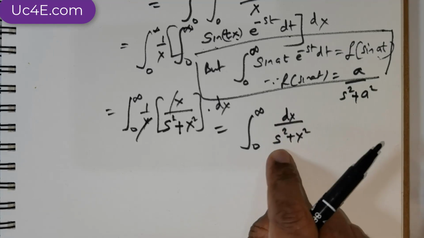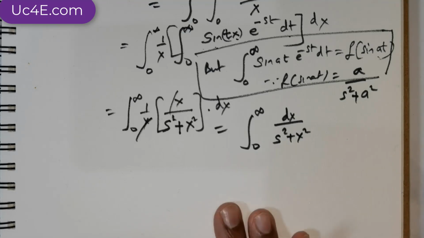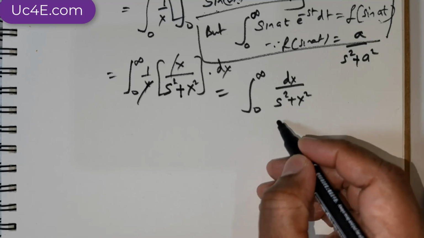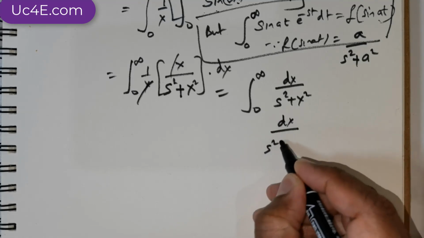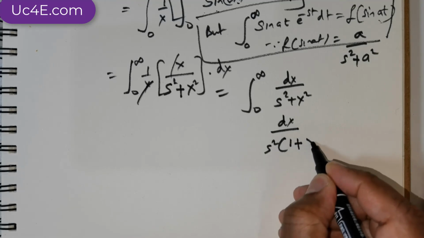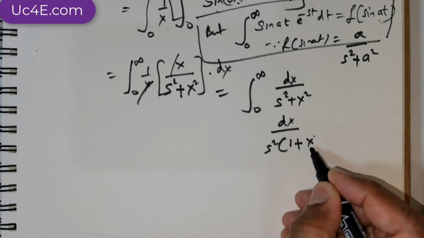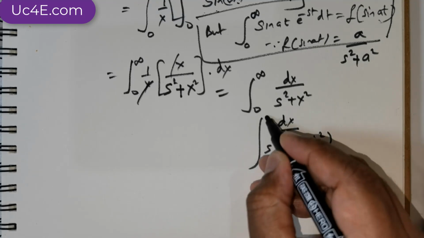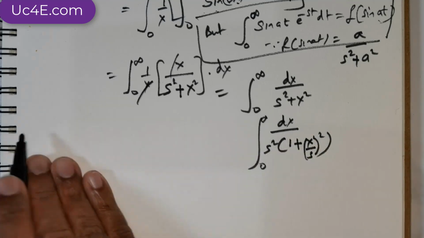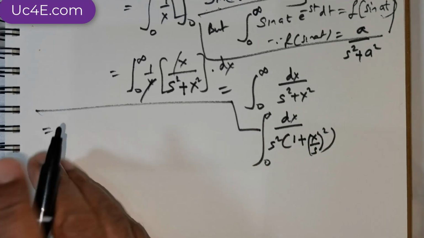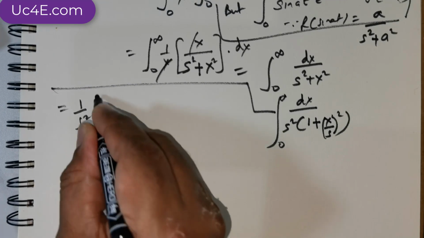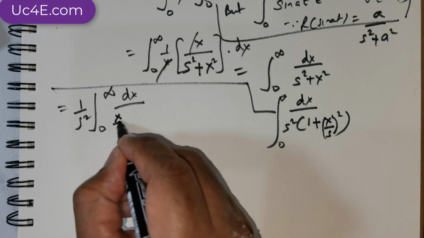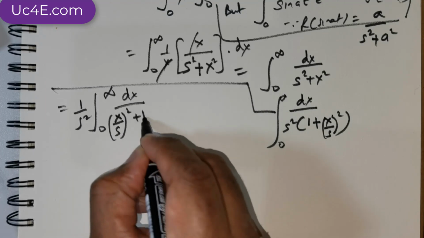Now x is the variable and s is actually a constant. So what I'm going to do is take s squared out. Let me write this as s squared times 1 plus (x over s) whole squared, with limits 0 to infinity. So this can be pushed out. This is equal to 1 over s squared, limits 0 to infinity, dx over (x over s) raised to the power of 2 plus 1.